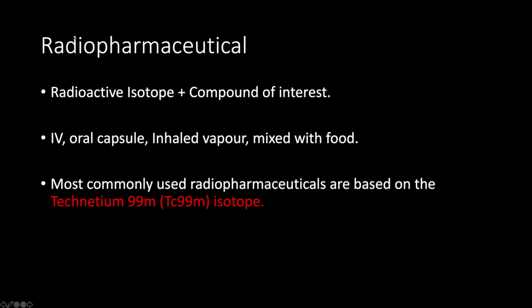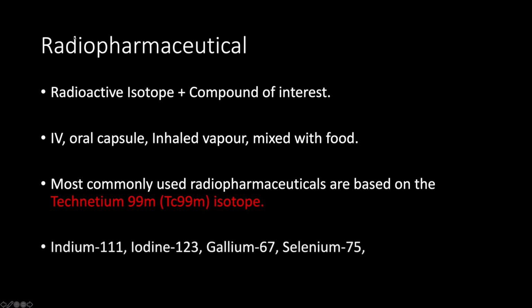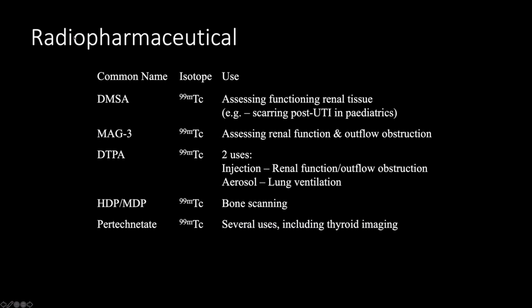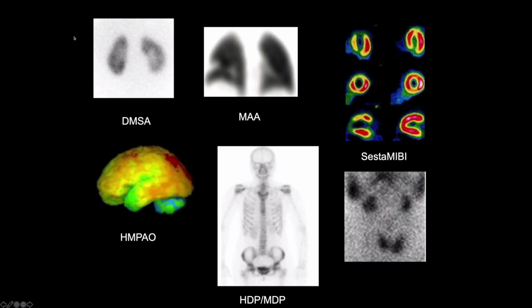Now, the most commonly used radiopharmaceuticals are based on the technetium-99m isotope. It's a very versatile isotope, but there are other ones out there that we use in conventional nuclear medicine, such as indium, iodine, gallium, and selenium. But for the purpose of this talk, we are going to focus mainly on technetium because that is the most commonly and widely used isotope. The great thing about technetium is that we can attach it to lots of different compounds to look at lots of different imaging processes.